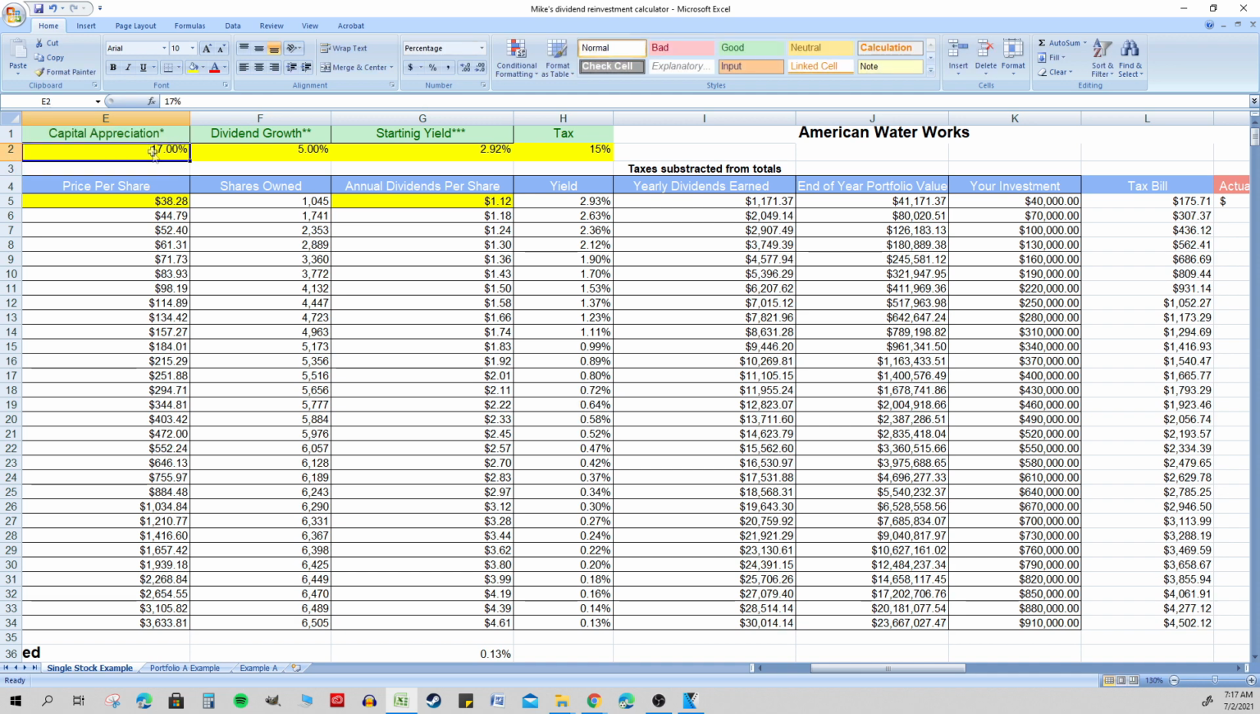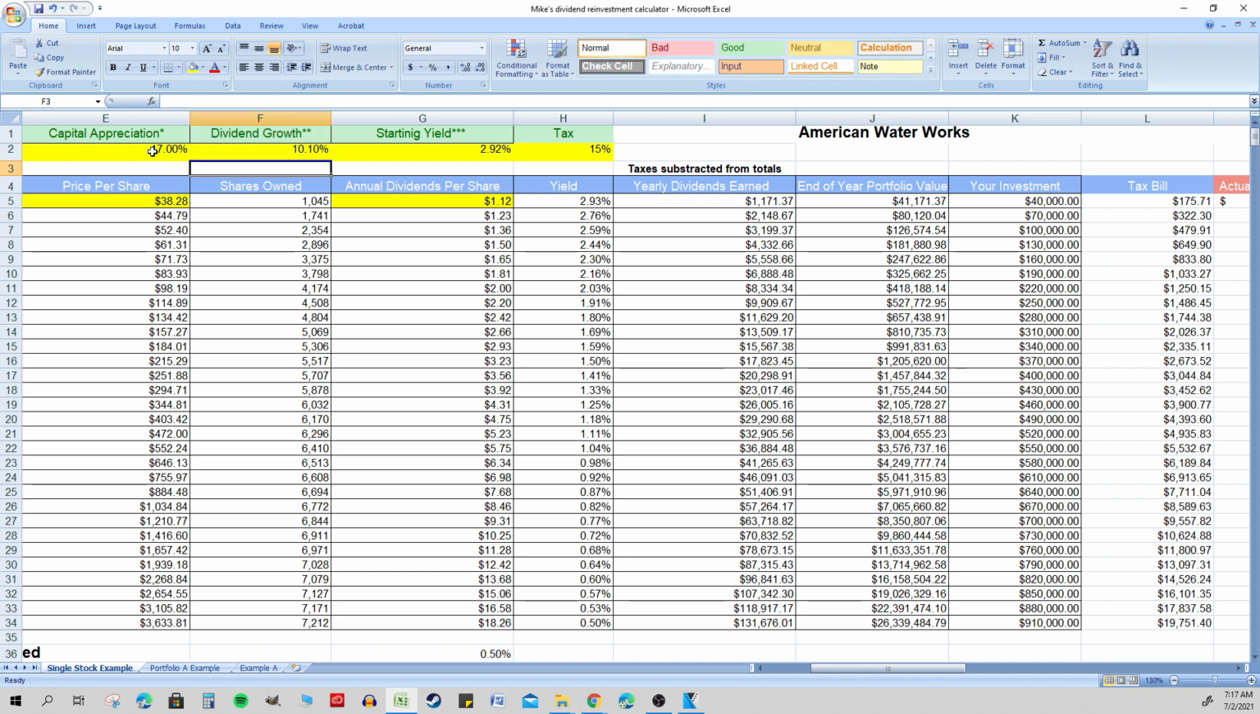Now, the thing to point out here, let me get the numbers back to what they were, is that in this case, and I want you to play with this with different stocks, and you can really learn how this all works. When you have an investment that has a capital appreciation rate of near 17%, then you pretty much have a growth stock. American Water Works is more of a growth stock, in my opinion, than it is an income stock, because it grows at a faster rate than it grows the dividends.